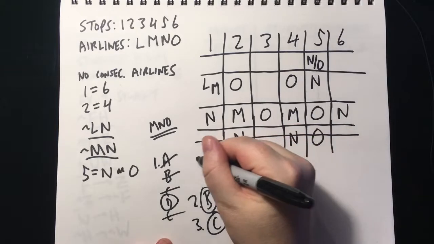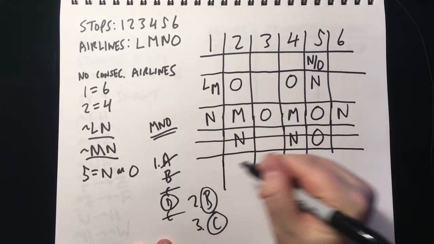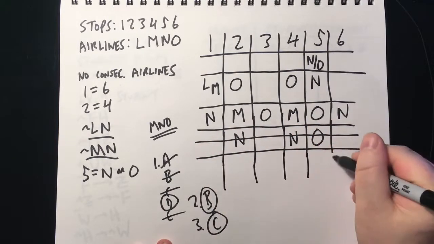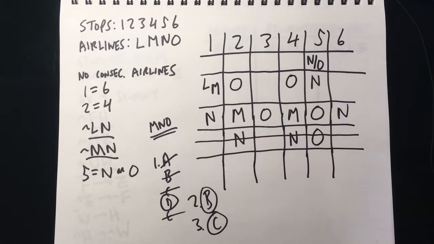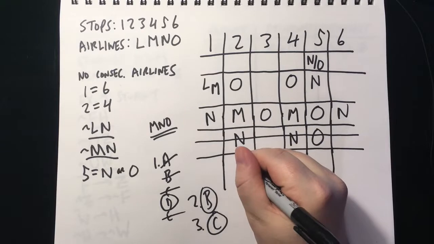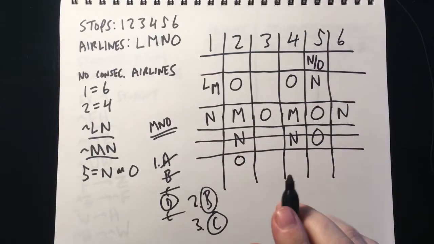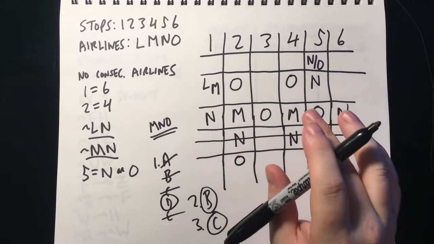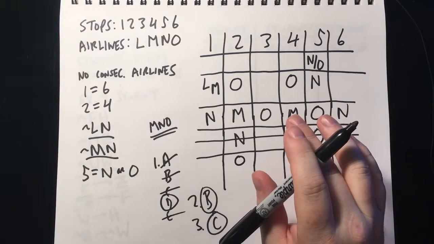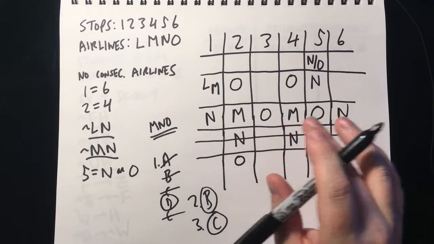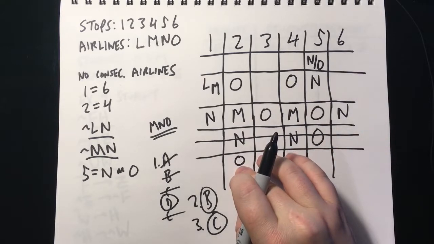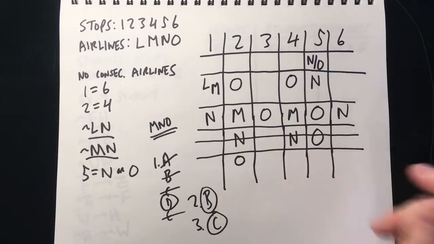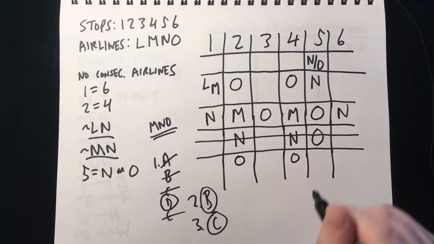Question number 5. Drop our line down. And here it says, the traveler chooses O at stop number 2. I'll put an O in on stop number 2. Then which of the following could be an accurate list of the airlines she chooses at 5 and 6, respectively? Well, if there's an O in 2, then I know there's going to be an O in slot number 4.